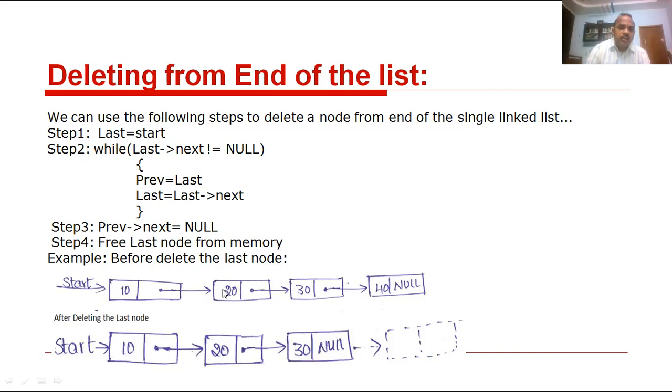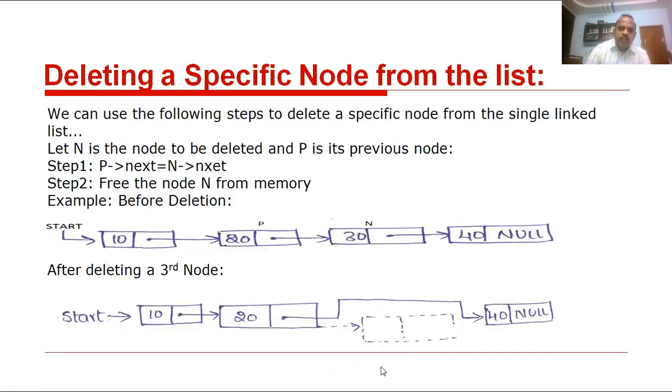Clear? Then free the last node from memory. Free means delete the last node from the memory. Before deleting the last node, this is the linked list. After deleting the last node, this is the linked list. Clear? Next one is deleting a specific node from the list.